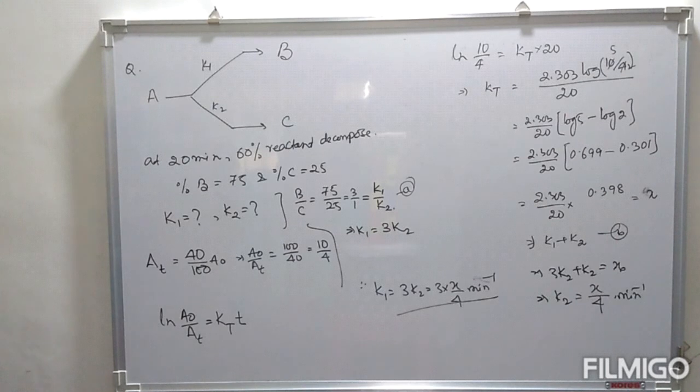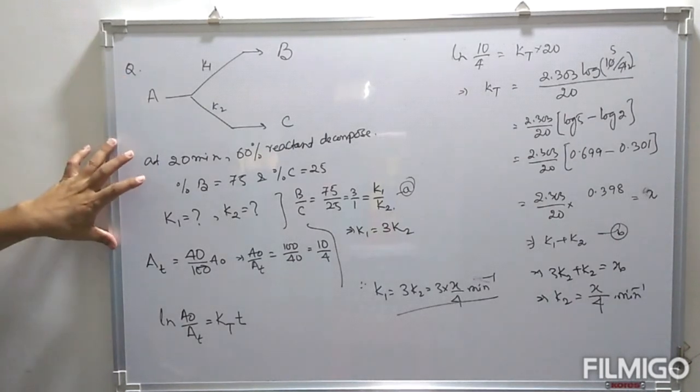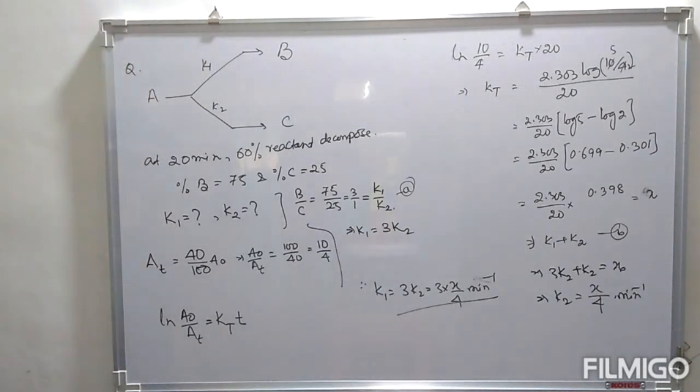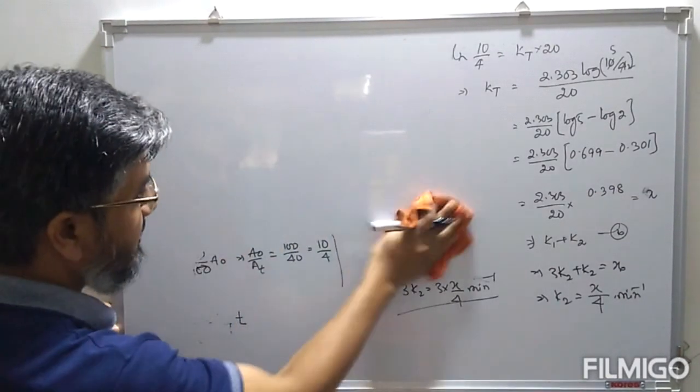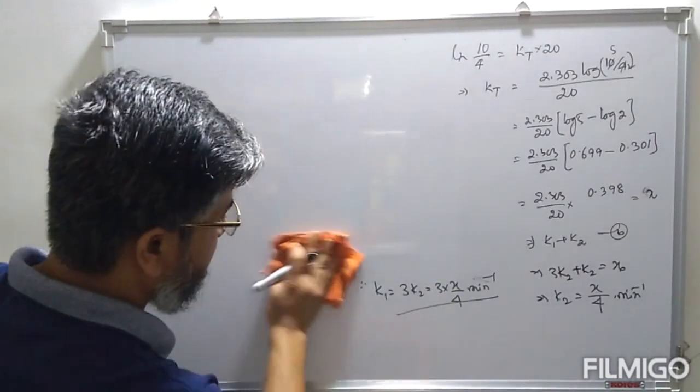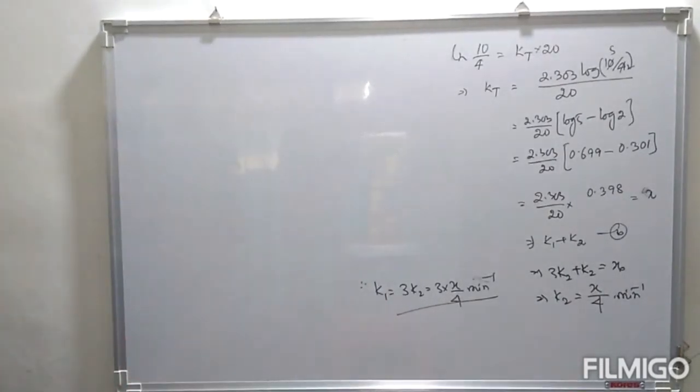So this is how we use different equations to solve a parallel reaction, or side reaction, or concurrent reaction. Now having learned this parallel reaction, we'll take up the next topic, that is the effect of temperature on the rate of reaction.